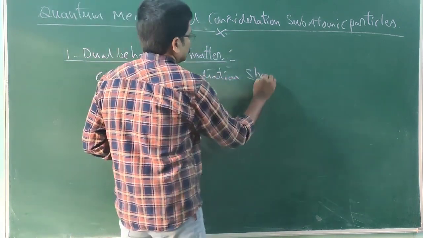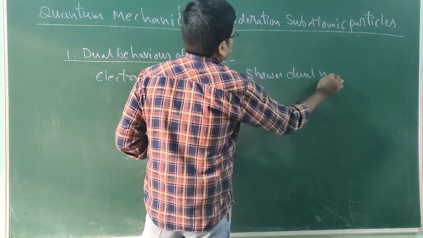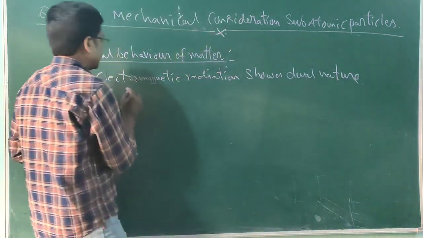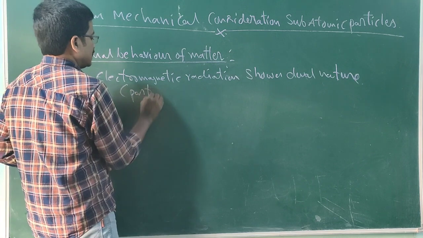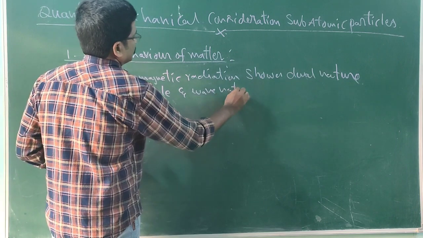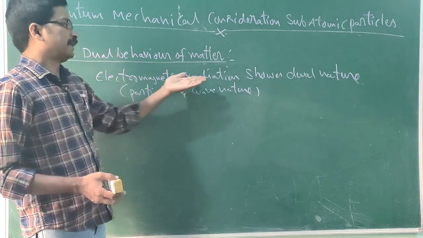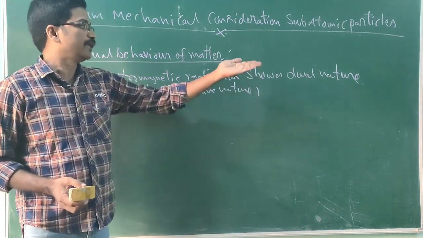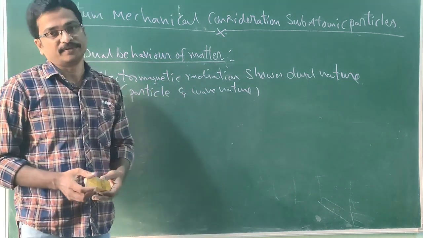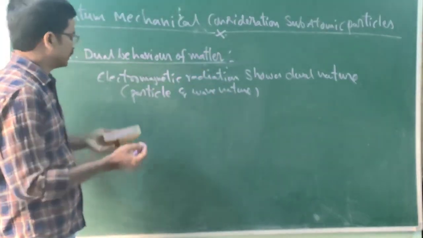electromagnetic radiation shows dual nature, that is particle and wave nature, we know. Then the dual behavior of matter was first introduced by de Broglie.